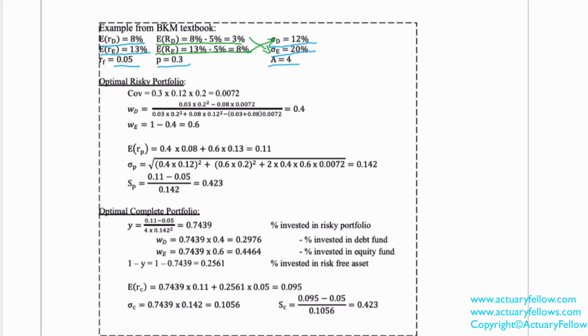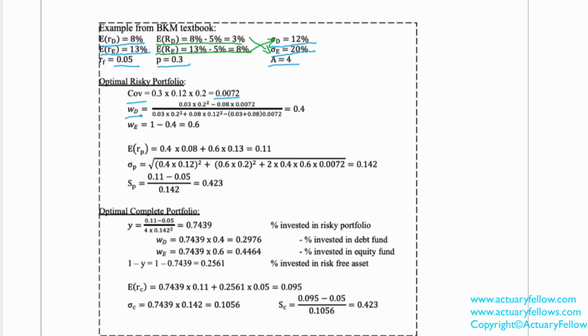Second, calculate the covariance. Correlation 0.3 times standard deviation of debt fund 0.12 times standard deviation of equity fund 0.2 equals 0.0072. Now plug the numbers into the optimal weight formula to find WD.